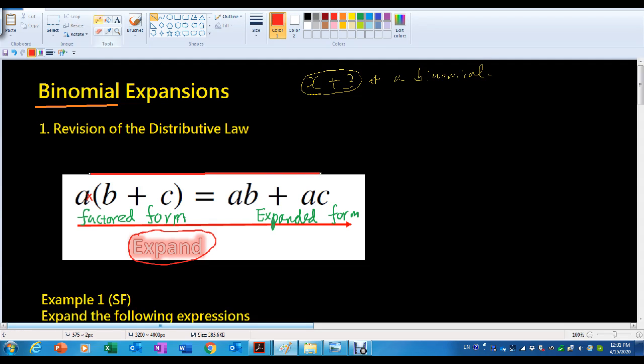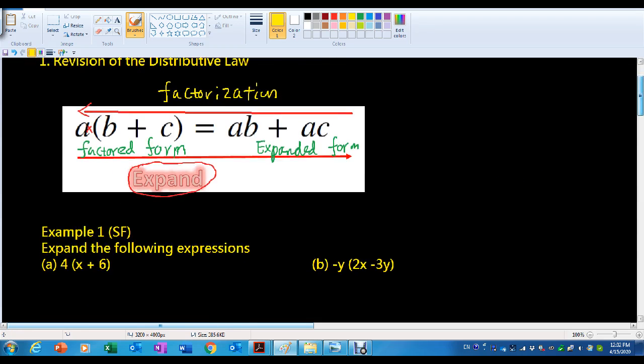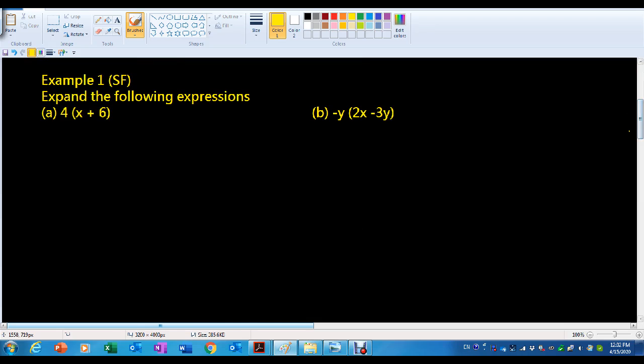If we go in the opposite direction, it's called factorization. We are going to learn factorization later on, but now we focus on expansion. So that's what we have learned. Let's do a very quick exercise: expand the following expressions. That's a single term multiplied by a binomial.